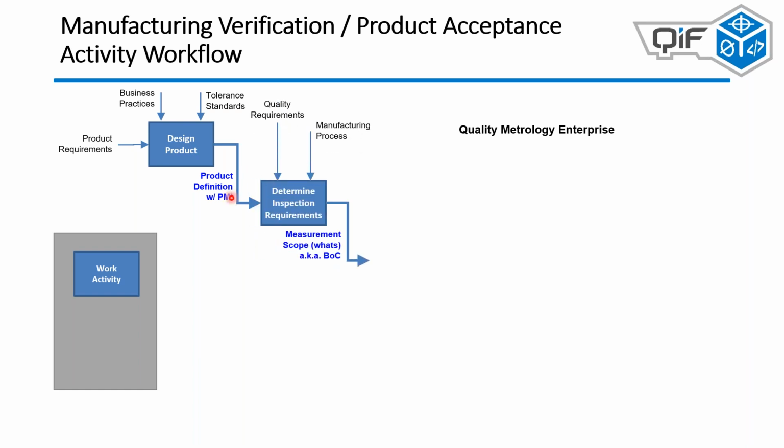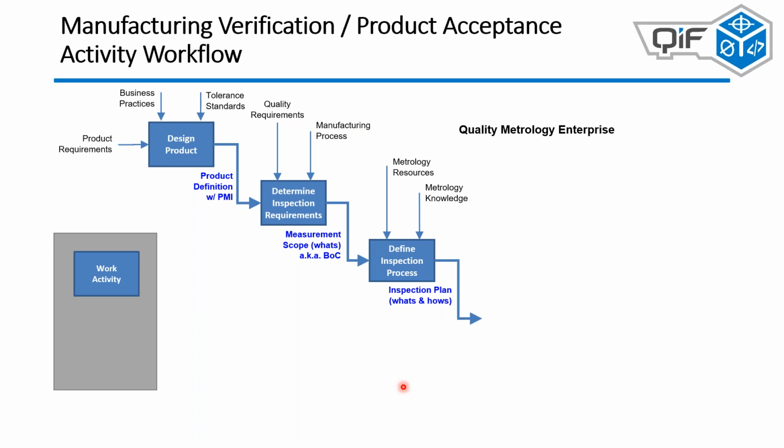Next, in the quality metrology enterprise, you would take that design and, based on your quality requirements and manufacturing process, determine your inspection requirements. Basically, this is your measurement scope, a list of what I need to measure. Some people will call this a bill of characteristics, because product characteristics are the individual whats that you need to measure for your particular measurement scope.